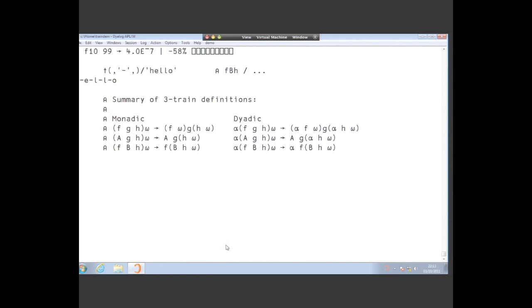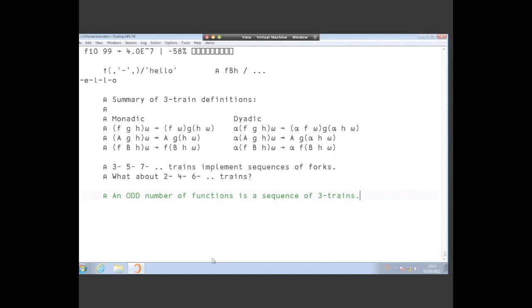Right, now, we'll carry on for a moment. Right, so we've seen 3-5-7 trains implement sequences of forks. What about 2-4-6 trains? Because we haven't given a definition for these. So an odd number of functions is a sequence of three trains. But what about this one?